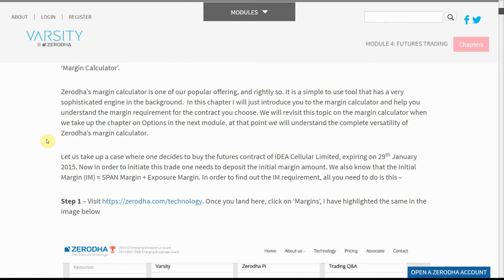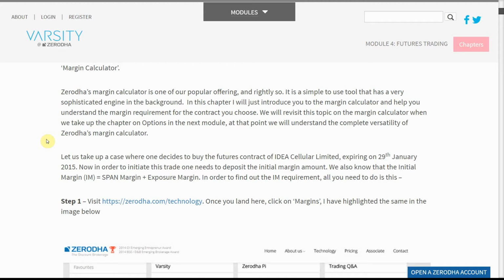In this chapter, I will just introduce you to the margin calculator and help you understand the margin requirement for the contract you choose. We will revisit this topic on the margin calculator when we take the chapter on options in the next module. At that point we will understand the complete versatility of Zerodha's margin calculator.